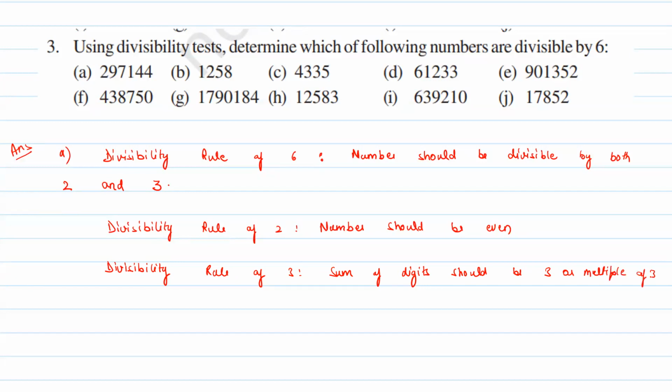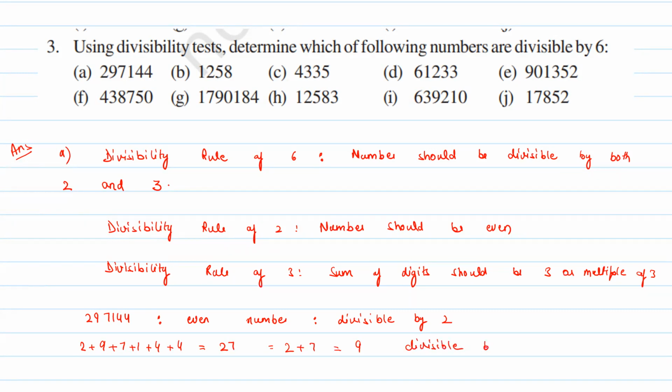Okay, so let's do the first A part. For A part, it is 297144. It is divisible by 2. It is even number. So yes, it is divisible by 2. Let's check for divisible by 3 or not. 2 plus 9 plus 7 plus 1 plus 4 plus 4. It is giving us the sum as 27. So yes, we can further do it. 2 plus 7, which is 9. So yes, it is divisible by 3. So that means 297144 is divisible by 6 because it is divisible by both. So you can just write yes here.